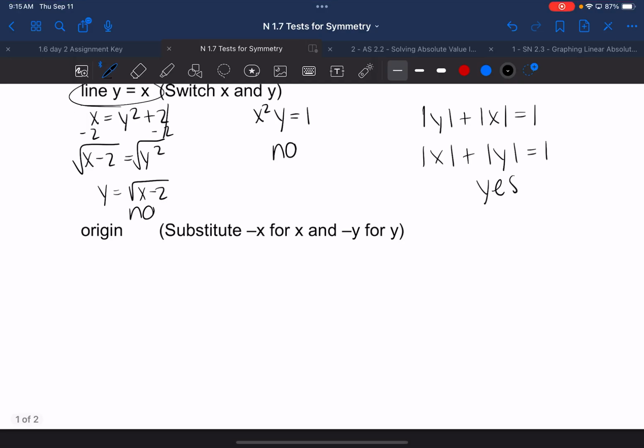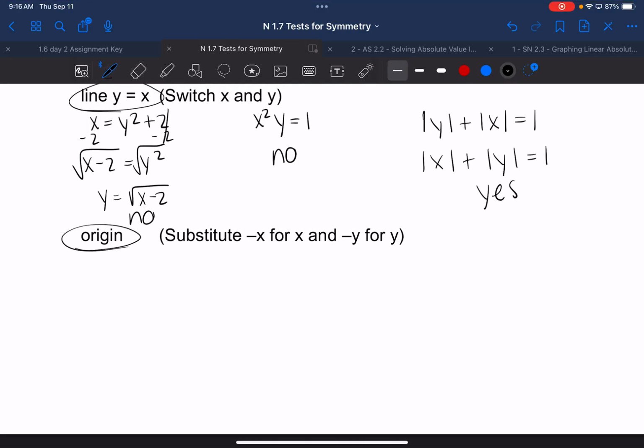Okay? And then the last thing we can check for symmetry on would be that origin. And just like when we reflected, we do the same thing. We change the signs of both the x and the y. So for that first one, I'd have negative y is equal to negative x squared plus 2. Now that y is going to stay negative, but when I square the negative x, it will become a positive x squared again. Right, so part of my equation went back, but not the whole thing, right? It still doesn't match that original.